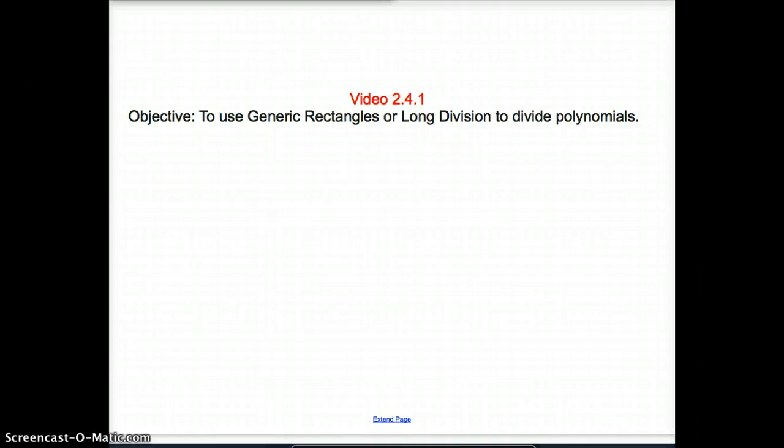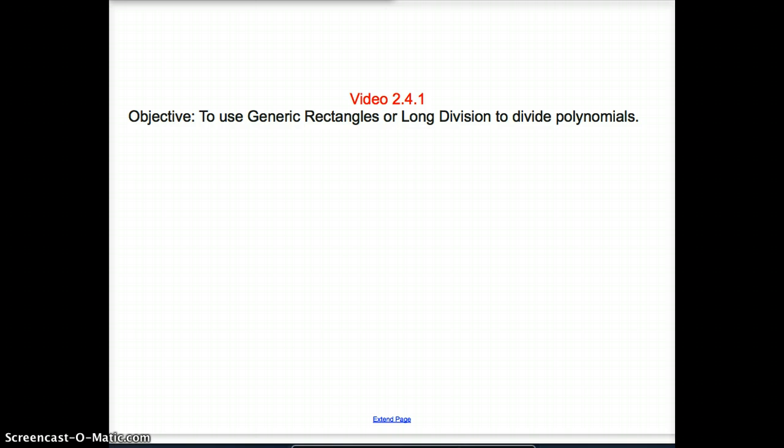This is video 2.4.1. In this video, we're going to talk about dividing polynomials, and we're going to talk about two strategies to do so. One is using generic rectangles, and one is using long division. And we're going to show them simultaneously so you can decide which one you want to try.